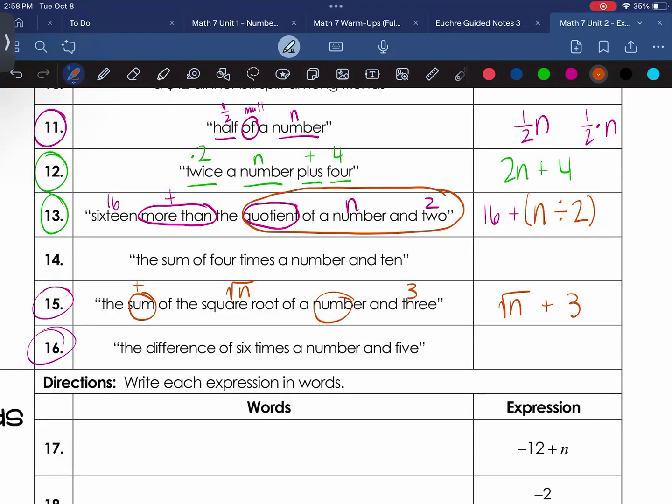And finally, number 16, the difference of 6 times a number and 5. Lots of stuff going on here, right? So the difference, we know we're going to use subtraction, and we know we're going to use multiplication here. So we want the difference of, so we have 6 times a number, those two go together, right? So 6 times a number, 6n. And see, that's what's separating this here. So we know that we did 6n together, and that and is separating the 5. And we know that it was talking about subtraction because of the word difference.